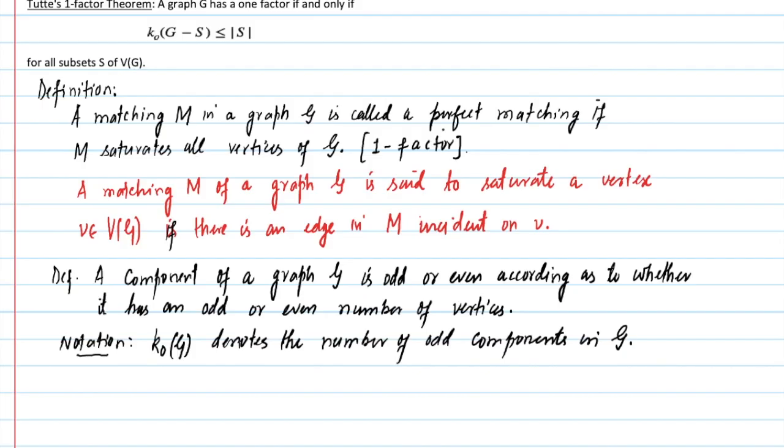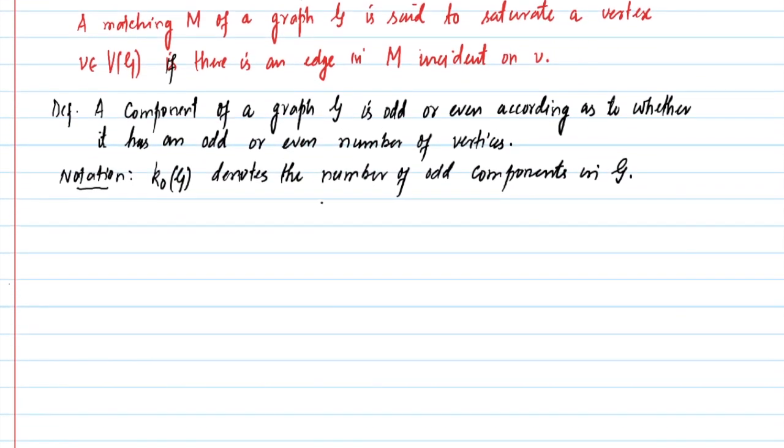of V of G. So first of all we have a graph G, and suppose it has the vertex set V and the edge set E. Now from this vertex set we choose the subset S. So S is a subset of the vertex set V. Now if this graph G has the property that when we remove the set S from V of G, G will be broken into some components, then the number of odd components in G minus S must be less than or equal to the number of vertices in the chosen subset S. If this happens for every subset S contained in V of G, then the graph G will necessarily have a perfect matching or a one-factor.